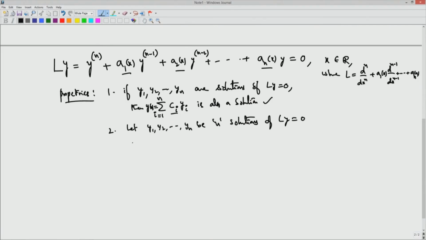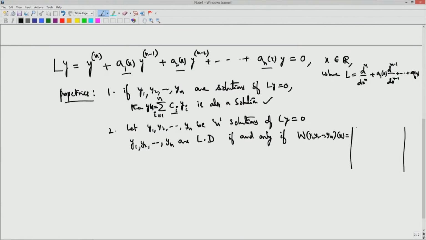So when do you say that they are linearly independent? y1, y2, yn are linearly dependent if and only if, okay, if and only if the Wronskian. I will define the Wronskian of y1, y2, yn of x. This is actually the determinant of y1, y2, yn.